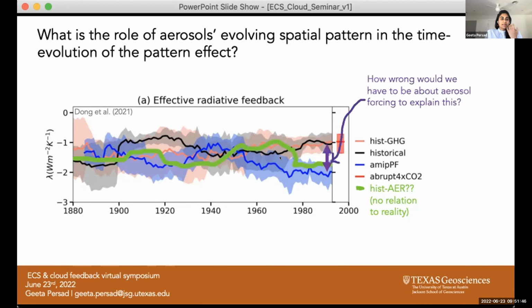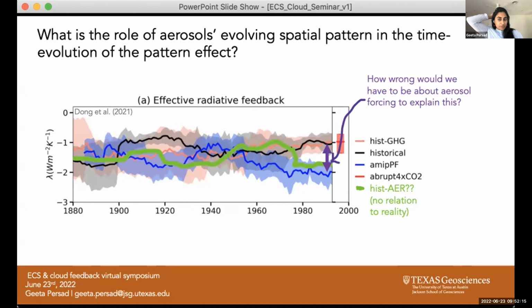And then I think it's an interesting thought experiment to think about, we have this big difference in recent years between the feedback parameter that we get from fully coupled simulations in black versus observations in blue. We know aerosol forcing is very uncertain, aerosol responses are very uncertain. How wrong would we have to be about the aerosols to explain this? I think it's definitely not all of the explanation, but it would be interesting to think about how wrong we would have to be.